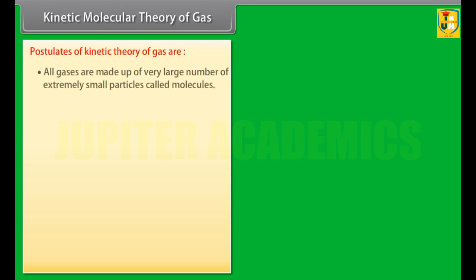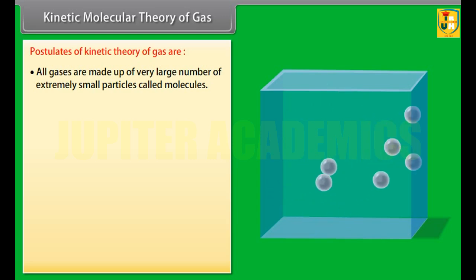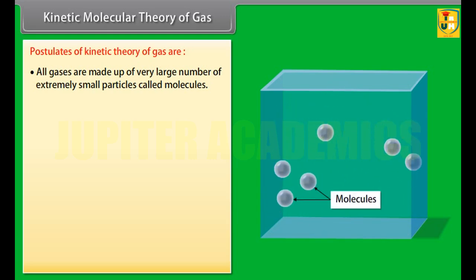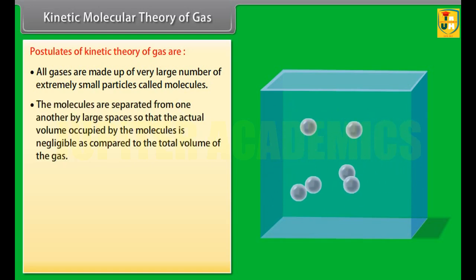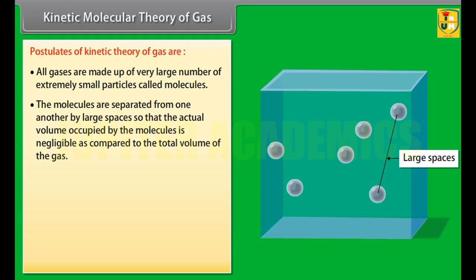Postulates of the kinetic theory of gas are: all gases are made up of very large numbers of extremely small particles called molecules. The molecules are separated from one another by large spaces, so that the actual volume occupied by the molecules is negligible as compared to the total volume of the gas.